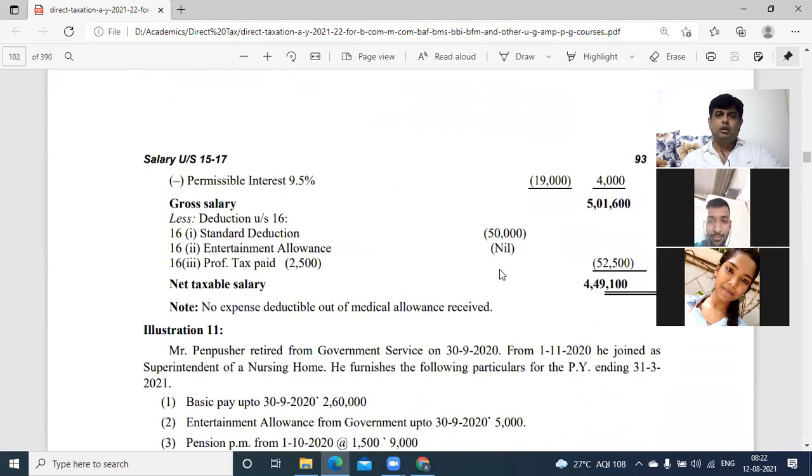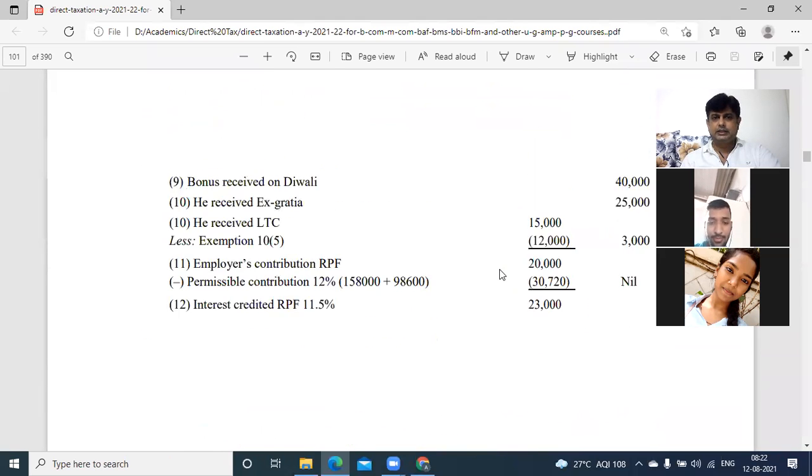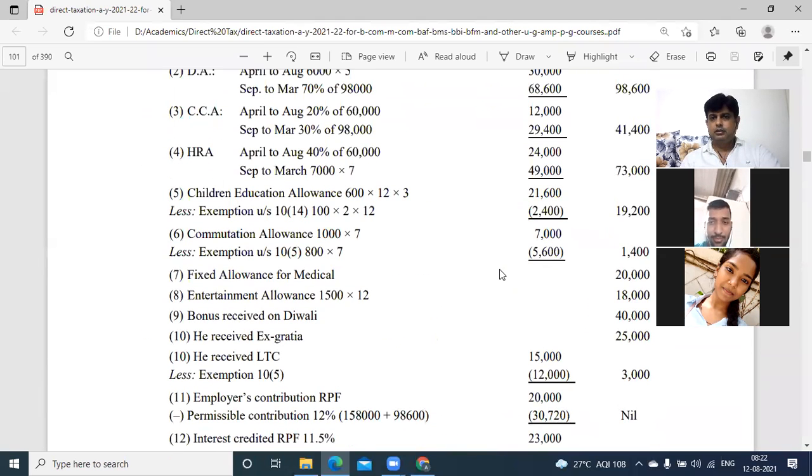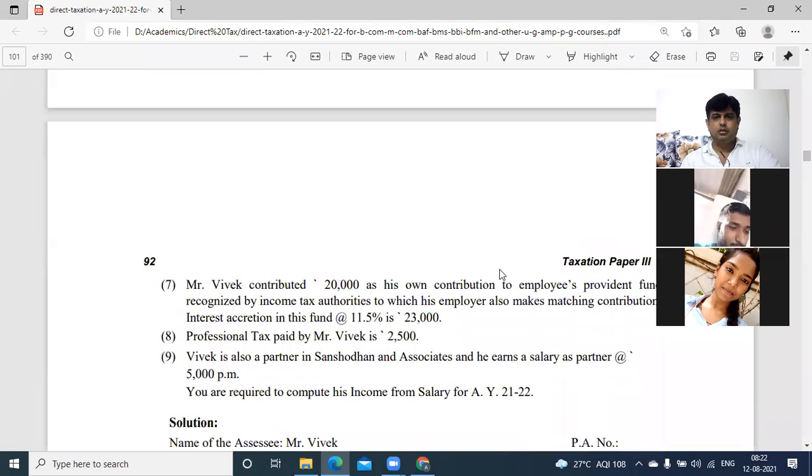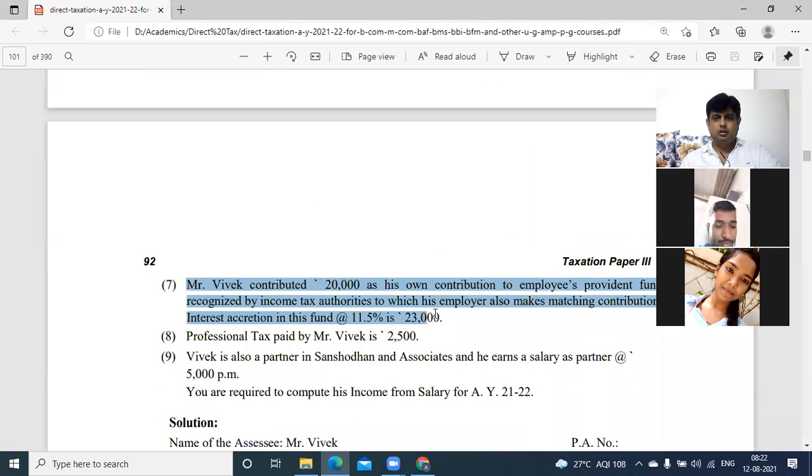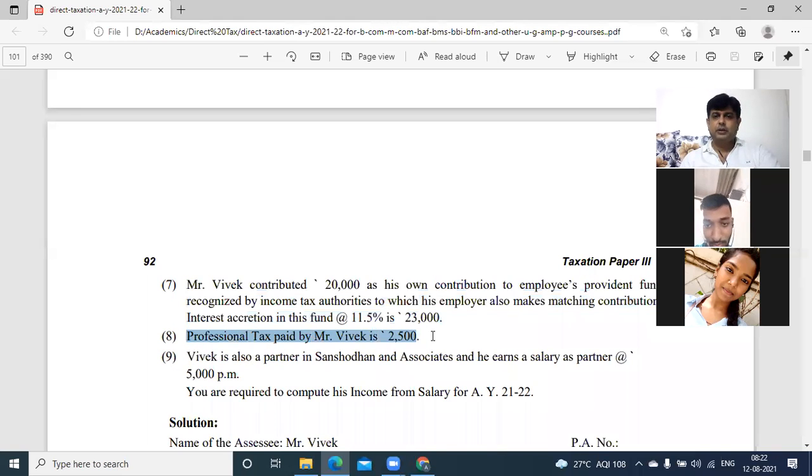So you have to learn and remember all these things. Every question will have one or other adjustment now. यहाँ पे एडजस्टमेंट किसका था? आरपीएफ का। प्रोफेशनल टैक्स पेड, कल के क्वेश्चन में किसका एडजस्टमेंट था?